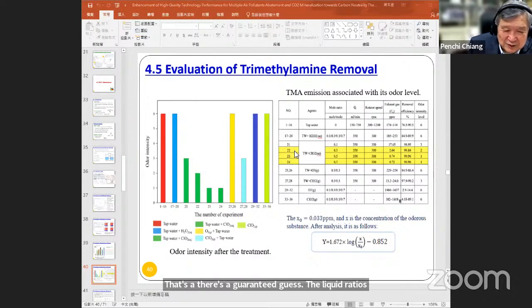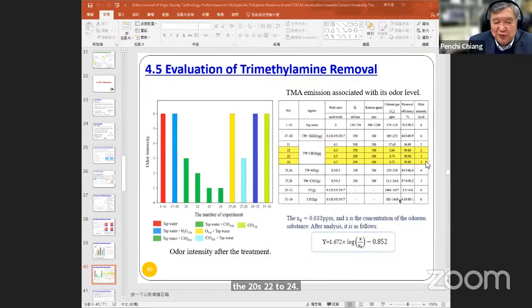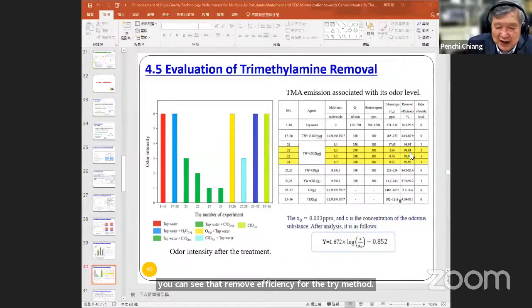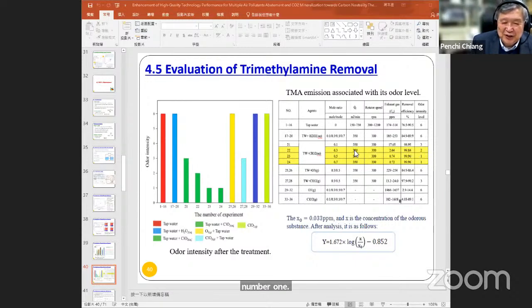So we can see runs 22 to 24, that's the 3 runs, I believe they have relatively better performance shown here. Basically, you can see the removal efficiency for trimethylamine can be higher, probably achieving 99%. Okay, so in this situation, we can see the odor intensity can be improved from number 6 to number 1. Number 1 means that under this round, I believe we have removed a great amount of the trimethylamine, and can also meet the national emission standard.